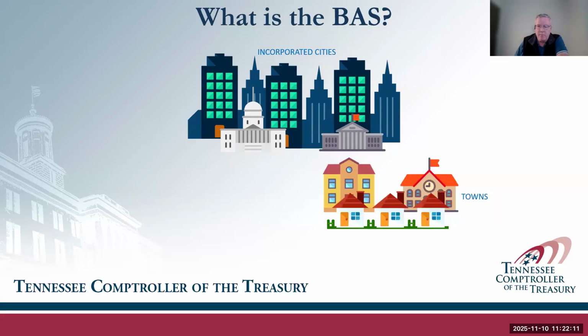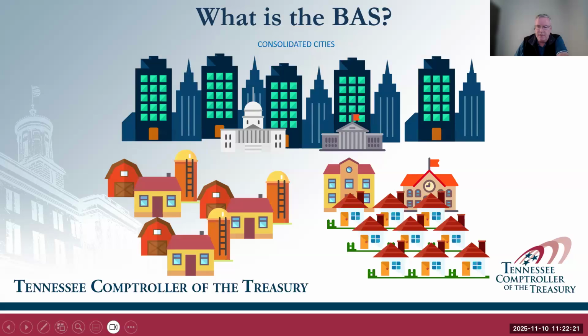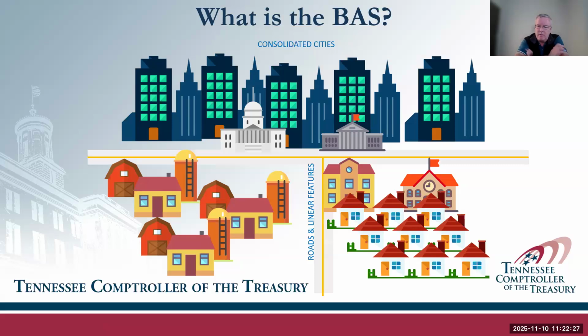Townships and towns, any minor civil divisions. Counties or county equivalents, and we do occasionally have county boundary changes. Consolidated cities, and also roads and other linear features. Now, this is important because the census uses roads to delineate some of its census block boundaries.